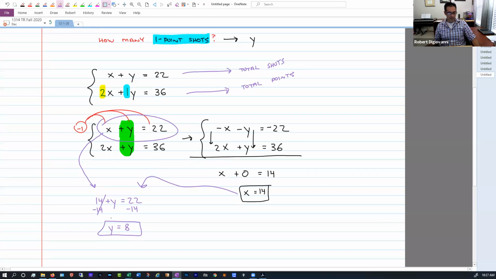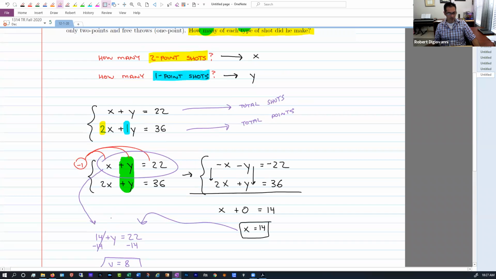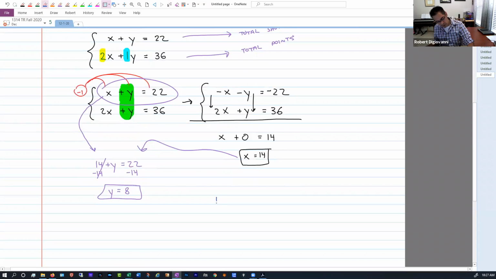So what are we saying? How many 2-point shots did he take? Well, that's x, right? So he took 14 2-point shots. And y is the number of 1-point shots, and so that means he took 8 1-point shots, or free throws.